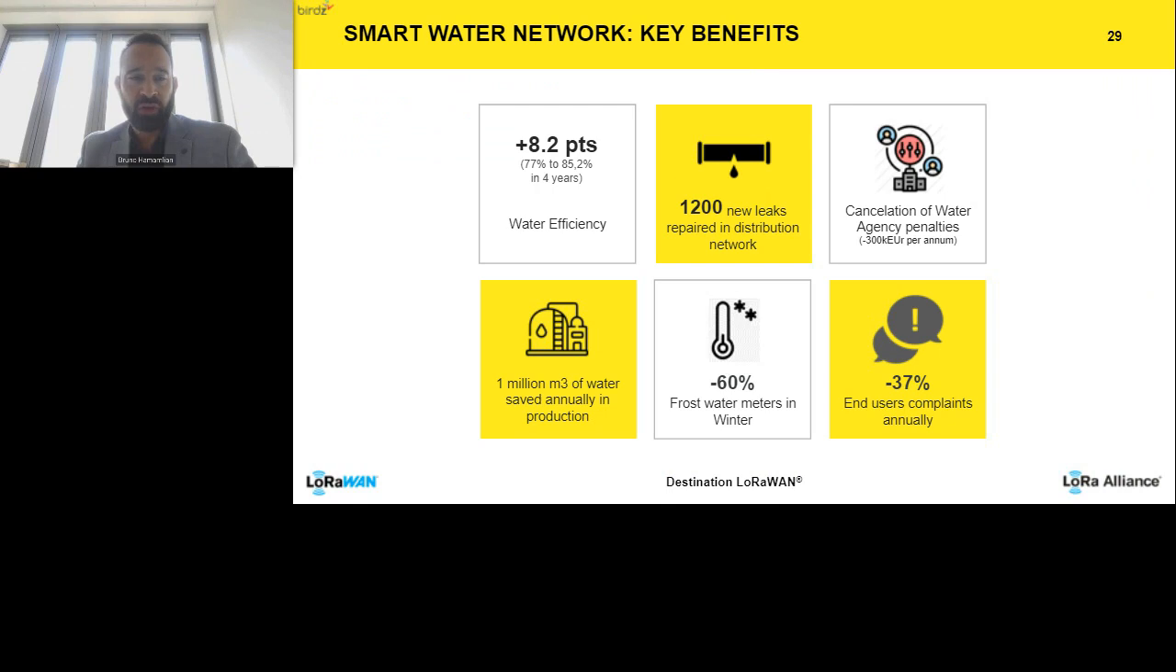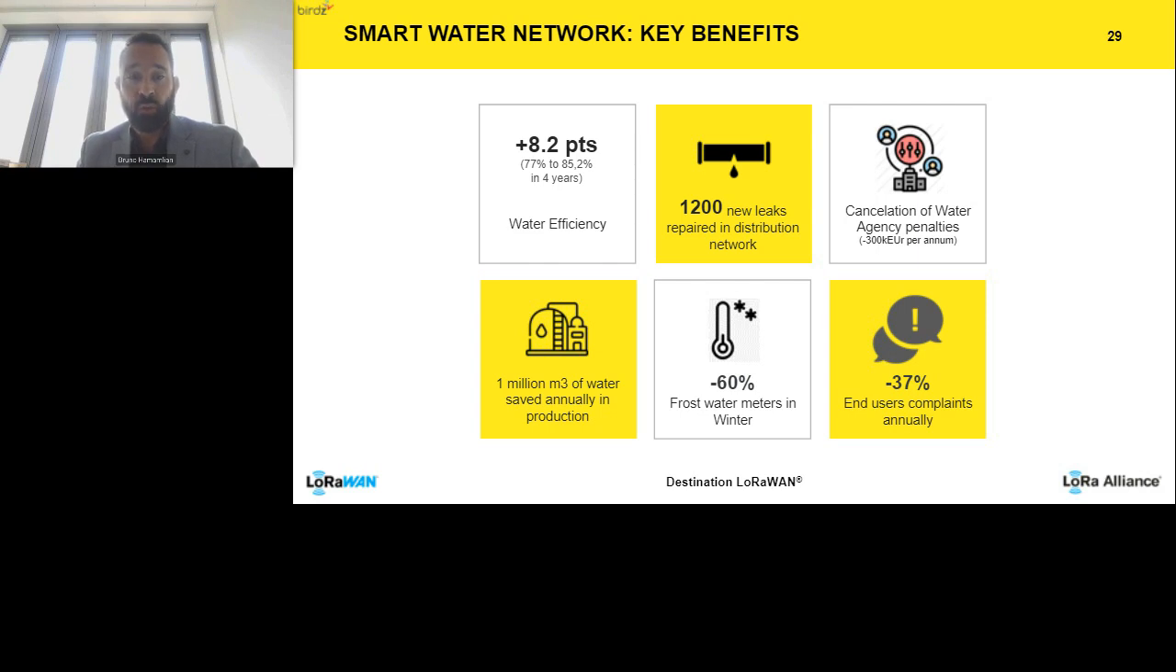In 2024, that will be the end of this contract period. And so far, what we can add as key benefits is a lot that are, of course, financial, but a lot of financial benefits come from qualitative new benefits. For example, trying to make the water distribution network of Lyon less leaky by identifying more than 1,200 new leaks and repairing them. So you are not pushing clean water in a leaky distribution network.